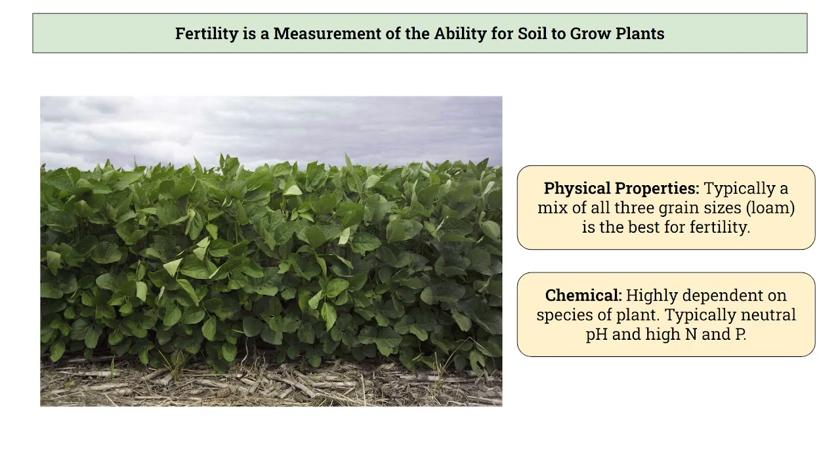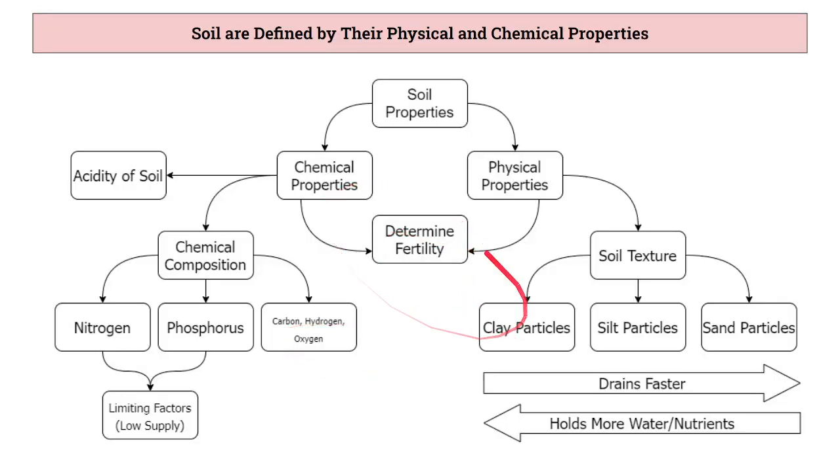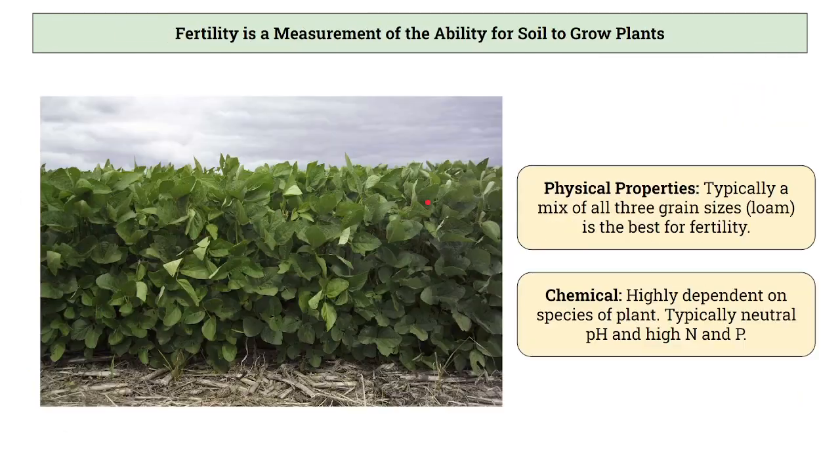So all of this together, if we go back to the top here, we can see is all going to determine fertility. And fertility is a measurement of the ability of soil to grow plants and sustain growth. So all of these physical properties and chemical properties are going to work together to determine that. And that's going to be what's most important for agricultural purposes.